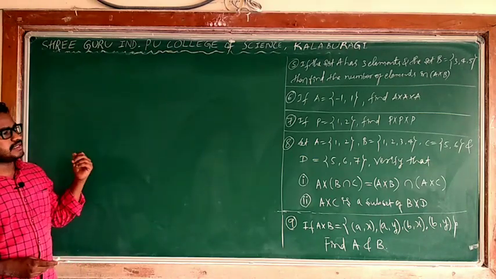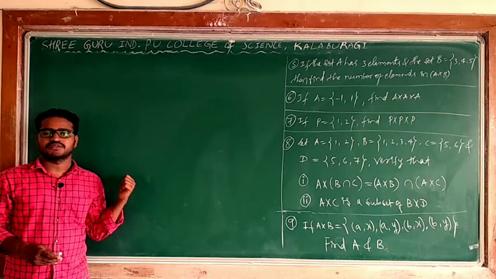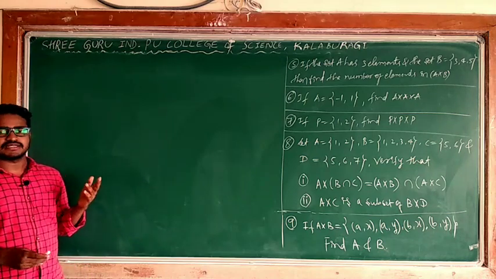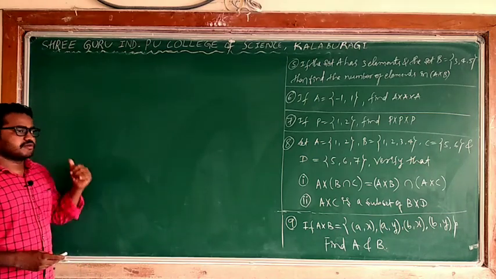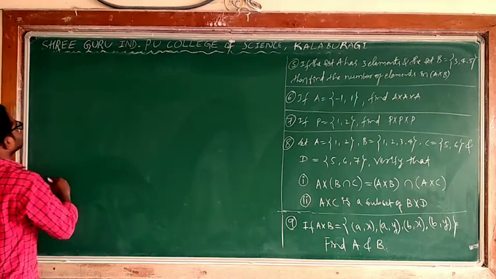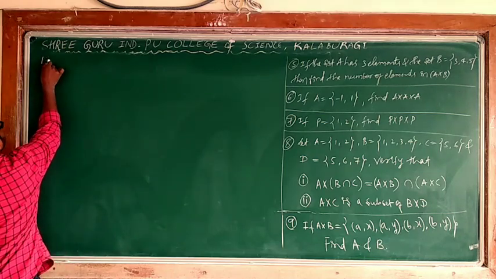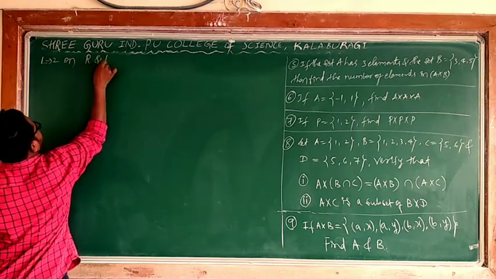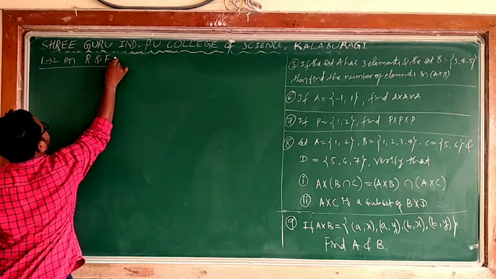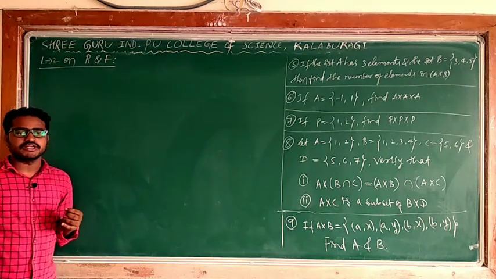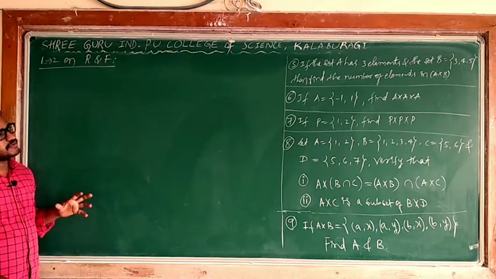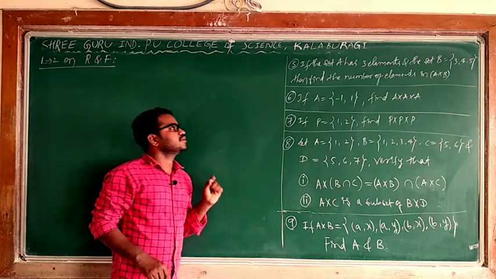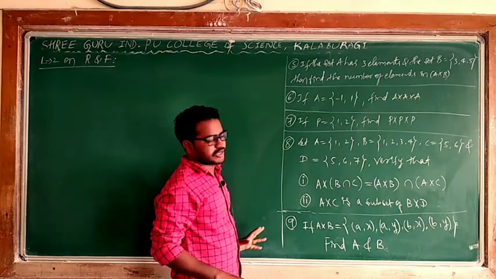So I started the second chapter. I had done one class yesterday. This is the second class on relation and function. From the beginning it is the 10th class. I can say L10, or you can say it is the second class on relation and function. I am saying here RF. RF is nothing but relation and function. I discussed four examples in the previous class. Today I am going to take some more examples.